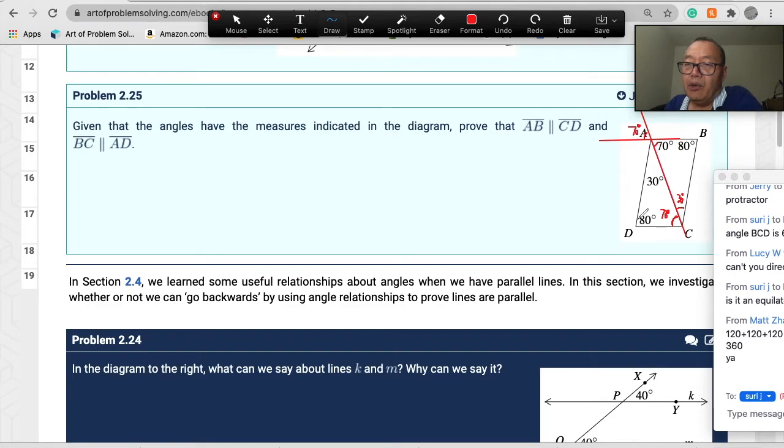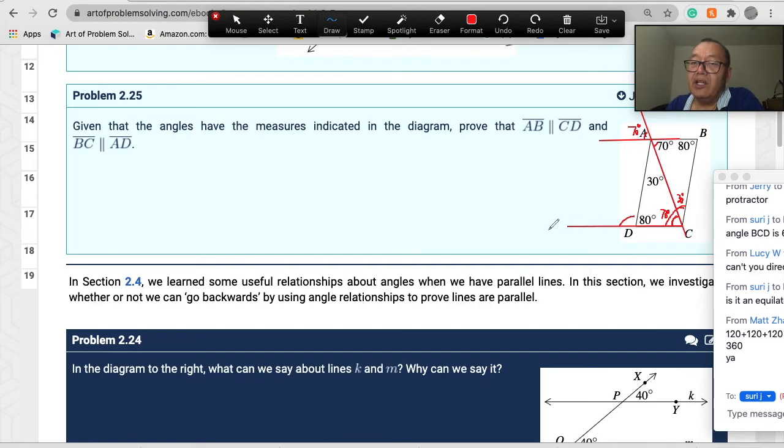Then we can also prove AD parallel with BC. Use the same way. You can also extend AD, maybe you can also extend CD, just up to you. The idea is just to try to form two corresponding angles. To prove AD parallel with BC, we can say this angle will correspond with this angle, right? So this angle equals 80 degrees.